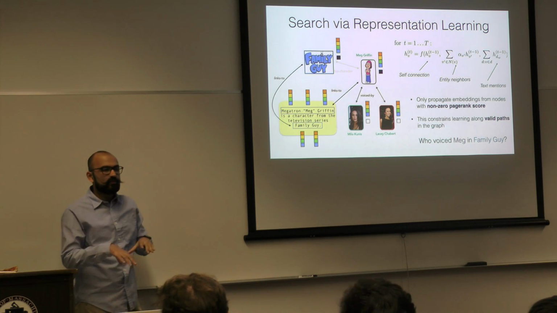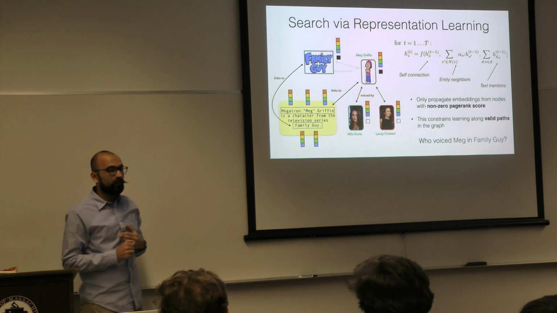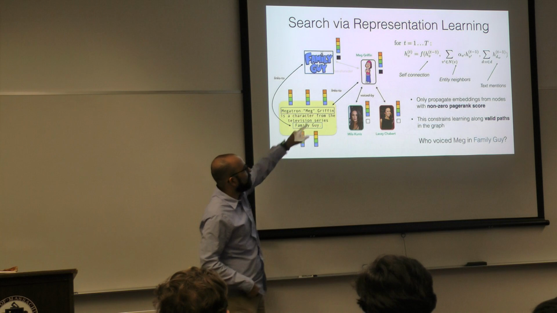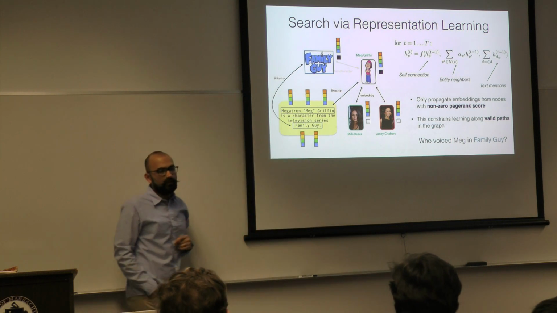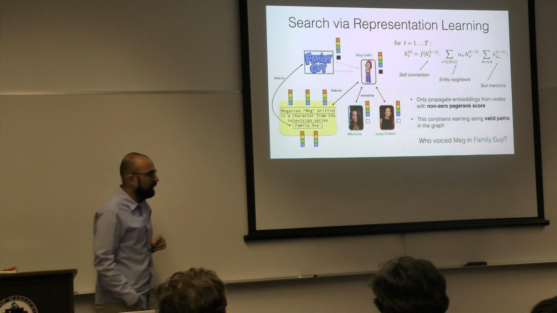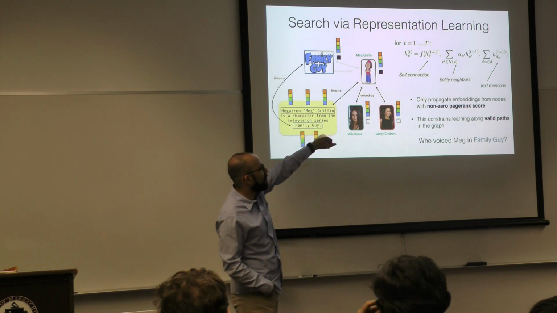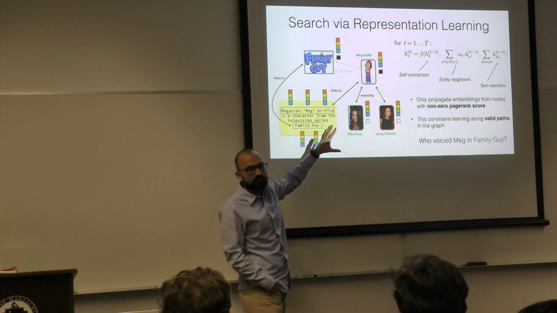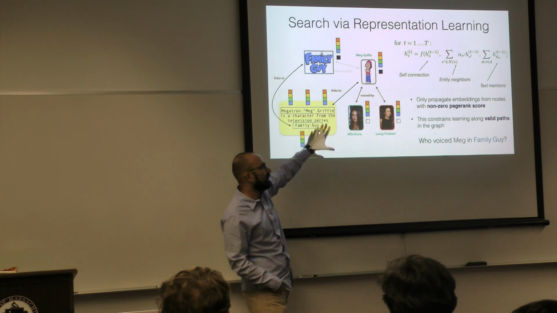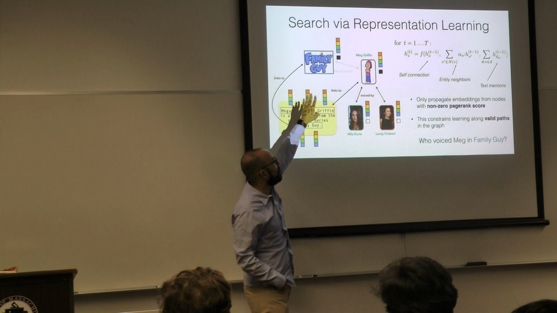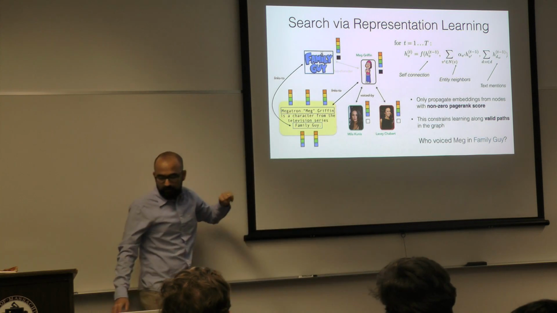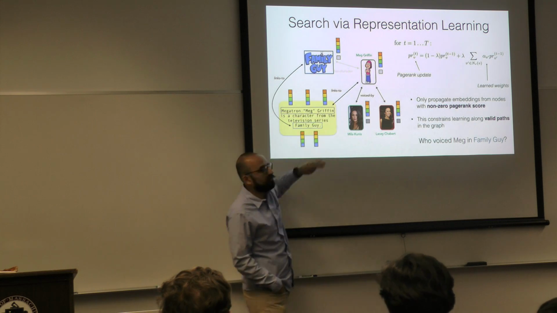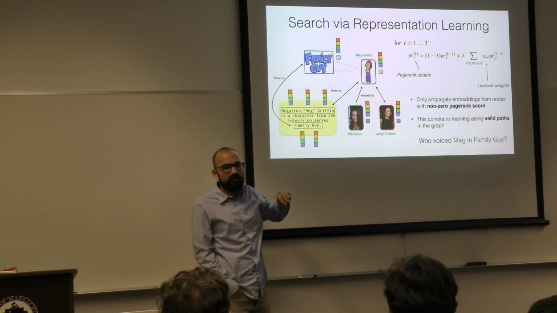So to build that sort of bias into the propagation process here, we use the PageRank scores that I defined in the previous slide. And what we do is pretty simple. At each time step, we only propagate out from the nodes which have a non-zero PageRank score. So in the first time step, that means we're only going to propagate embeddings from Family Guy and Meg Griffin. And at the same time, we're also going to update the PageRank score associated with each node.